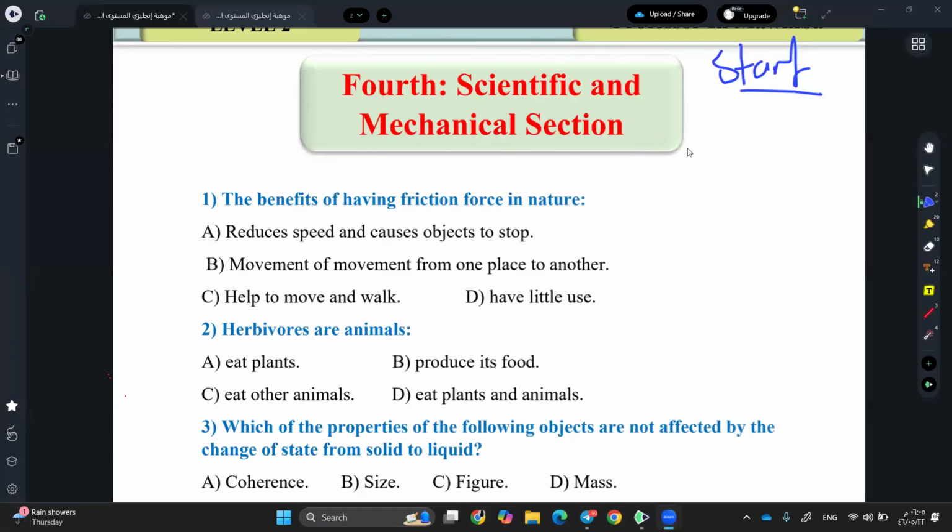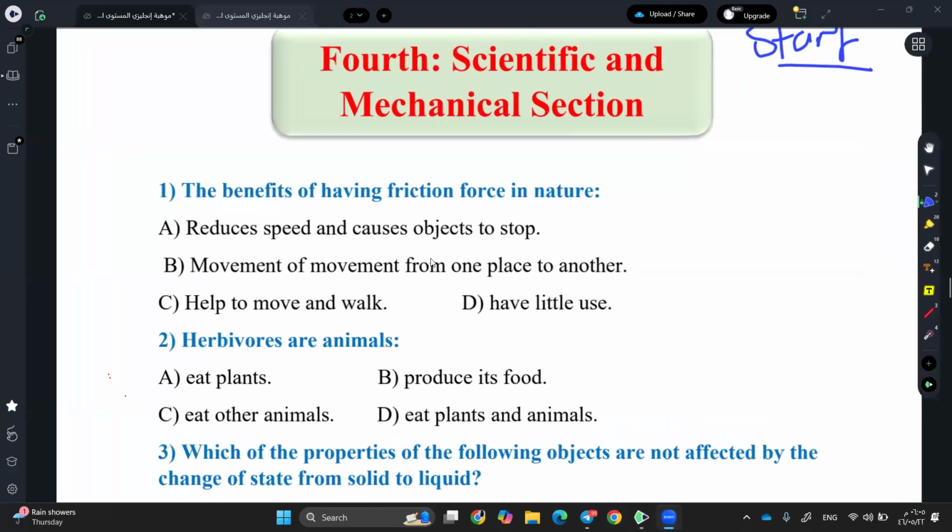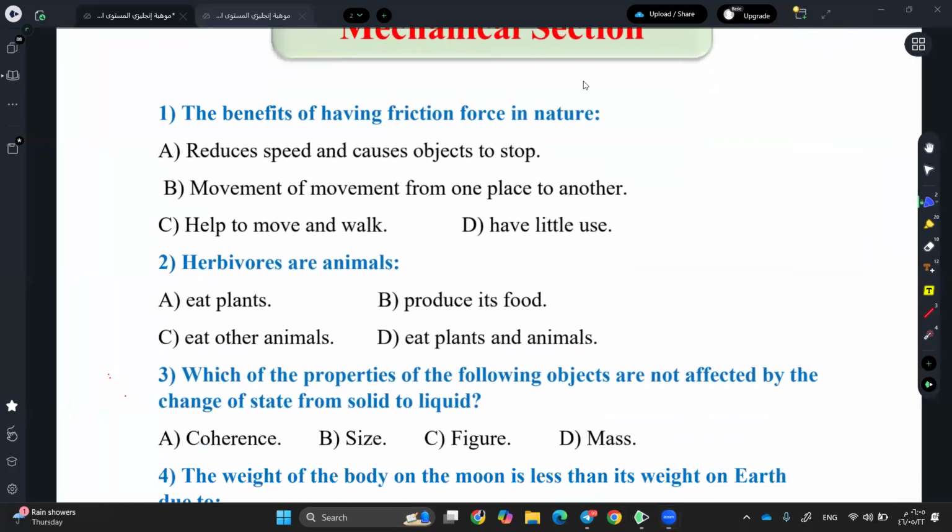Okay, for the fourth section, we have a science and mechanical section. On science, we will learn a bit about the forces, the categories, the states of matter, and some things like velocity, etc. Do you like science? Excellent. Let's start.